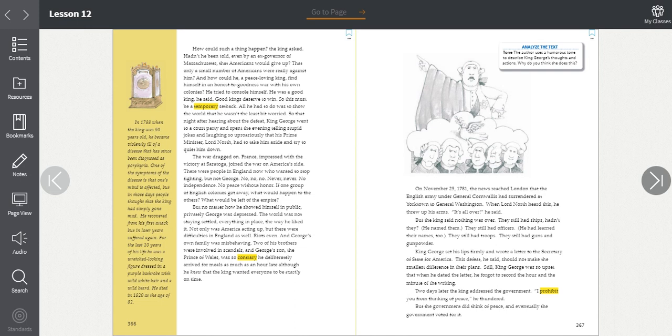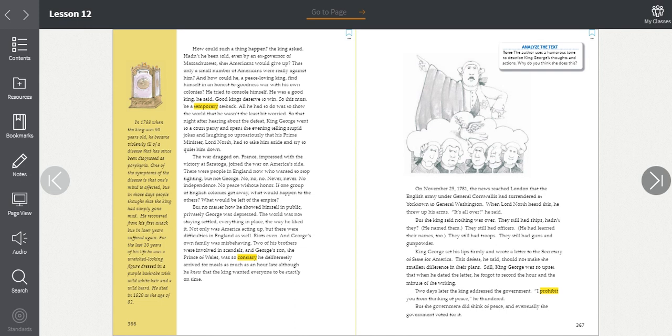"How could such a thing happen?" the king asked. Hadn't he been told, even by an ex-governor of Massachusetts, that Americans would give up? That only a small number of Americans were really against him? And how could he, a peace-loving king, find himself in an honest-to-goodness war with his own colonies? He tried to console himself. "He was a good king," he said. "Good kings deserve to win. So this must be a temporary setback."